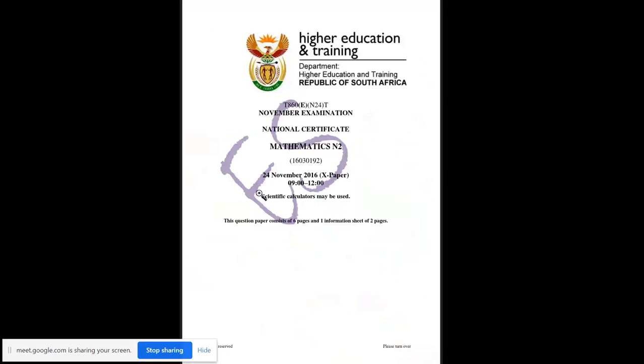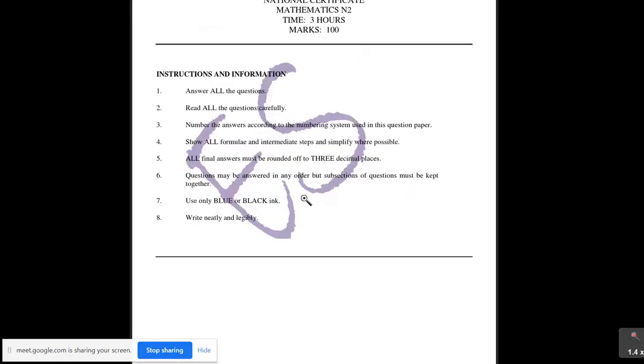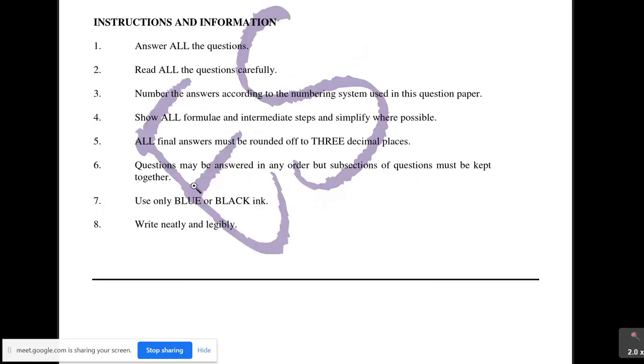Alright. So let's look at this one now. There is another one. It was a November one. You know, some of these questions they repeat. Okay. Let's look at these instructions. Let me see. Show all formulas. You see this? This is very important, Xander. It says show all the formulas you are using and intermediate steps and simplify where possible.